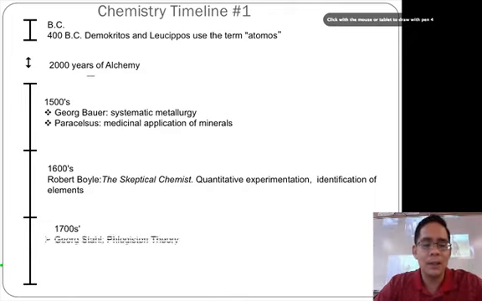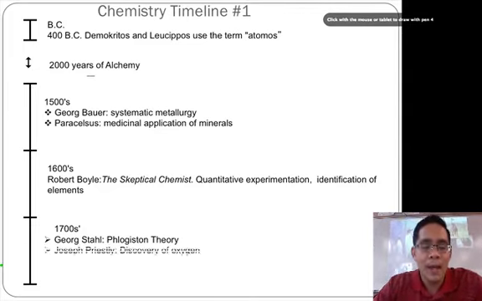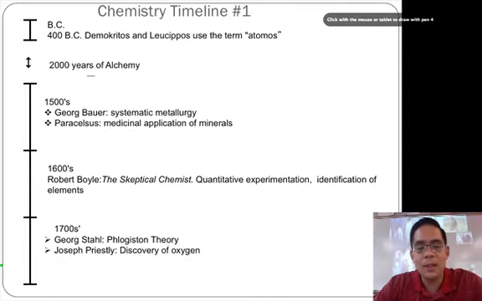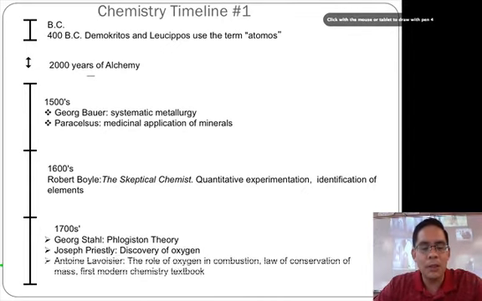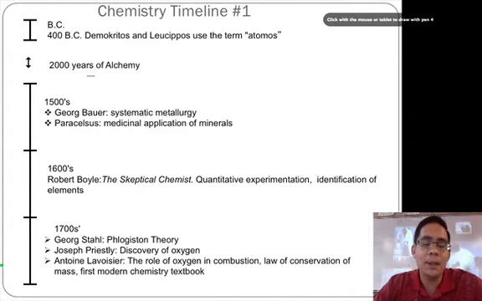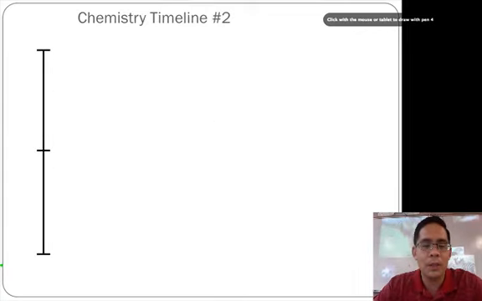And again, another 100 years later, George Stahl talked about phlogiston theory. I'll let you look that one up. And later on, Joseph Priestley discovers oxygen. All of these discoveries, along with Antoine Lavoisier, who talked about the role of oxygen in combustion, and the law of conservation of mass. Based on all the experiments he used to do, Lavoisier was the first one to discover this concept of the law of conservation of mass when we talk about chemical reactions.